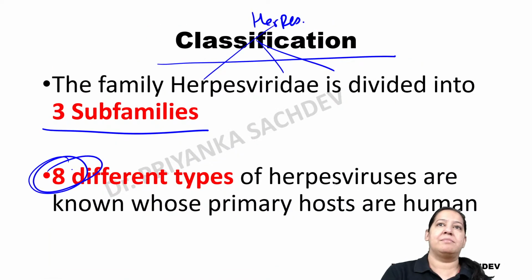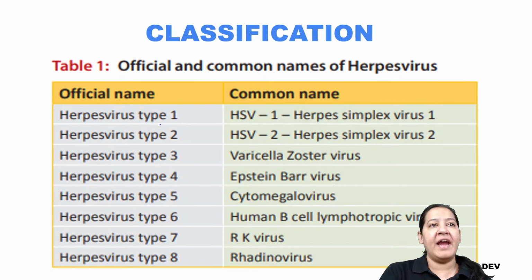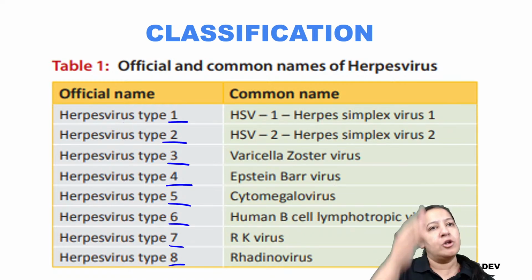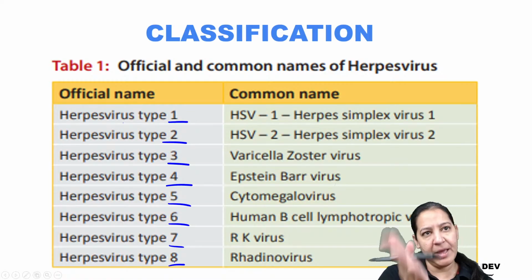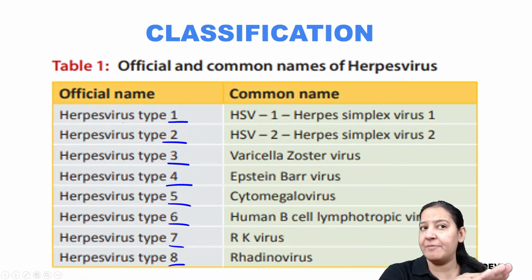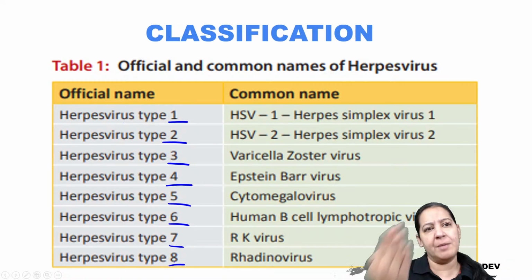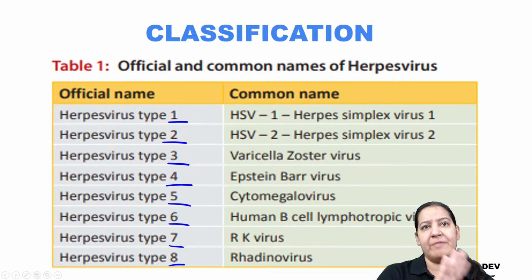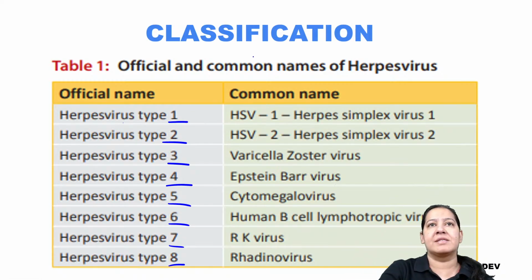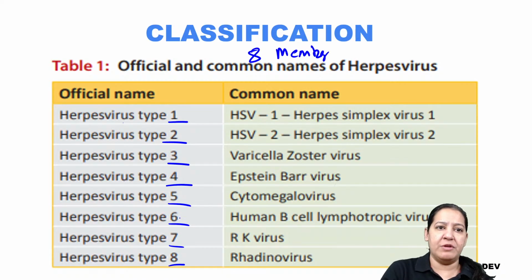Total 8 members are there, right? What are the 8 members? Herpes virus type 1, type 2, type 3, type 4, 5, 6, 7, 8. Some of them belong to the alpha subfamily, some to beta, some to gamma. So these are the 3 subfamilies under which the total 8 members fall. There are 8 members in a family, type 1, 2, 3, 4, 5, 6, 7, 8.